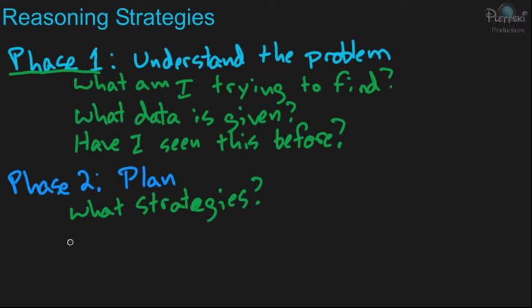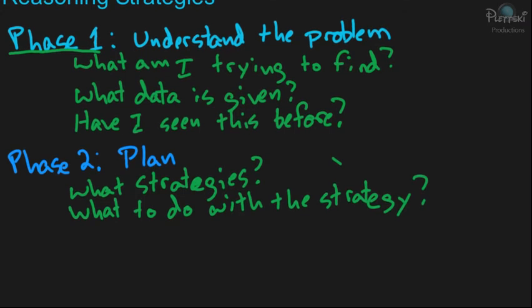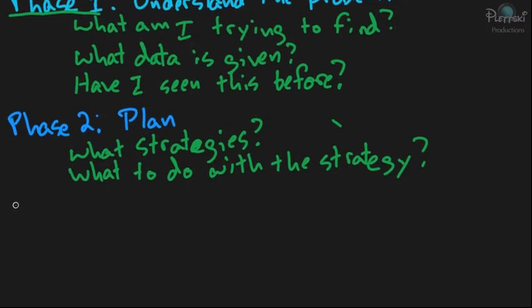After you decide on a strategy, you need to know what to do with it. Okay, that's phase 2, and that's easier said than done sometimes. Sometimes it's easy to decide on a strategy, but then you may question, how do I actually use that? And then you have the last phase.